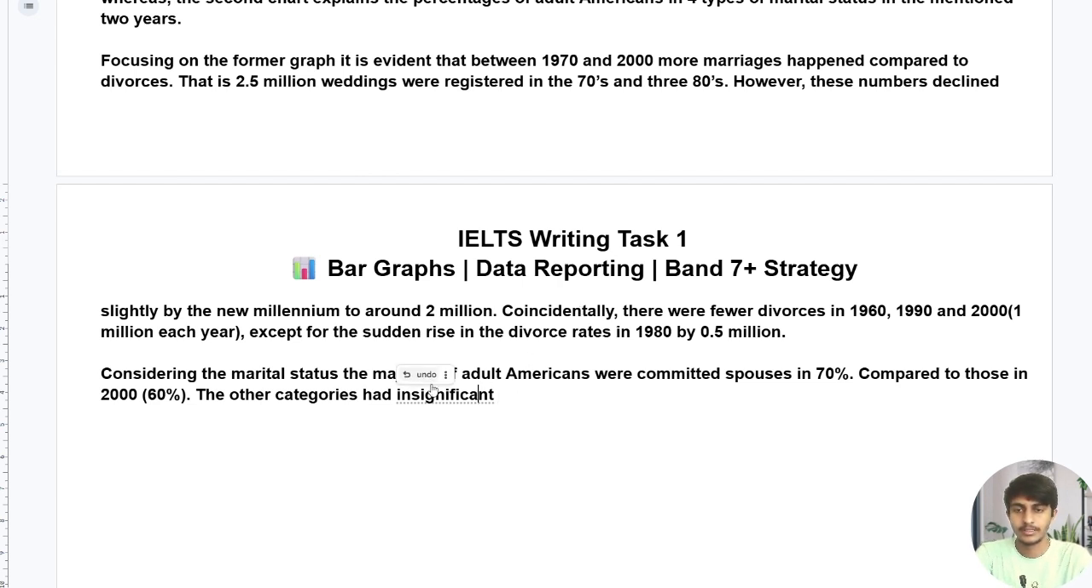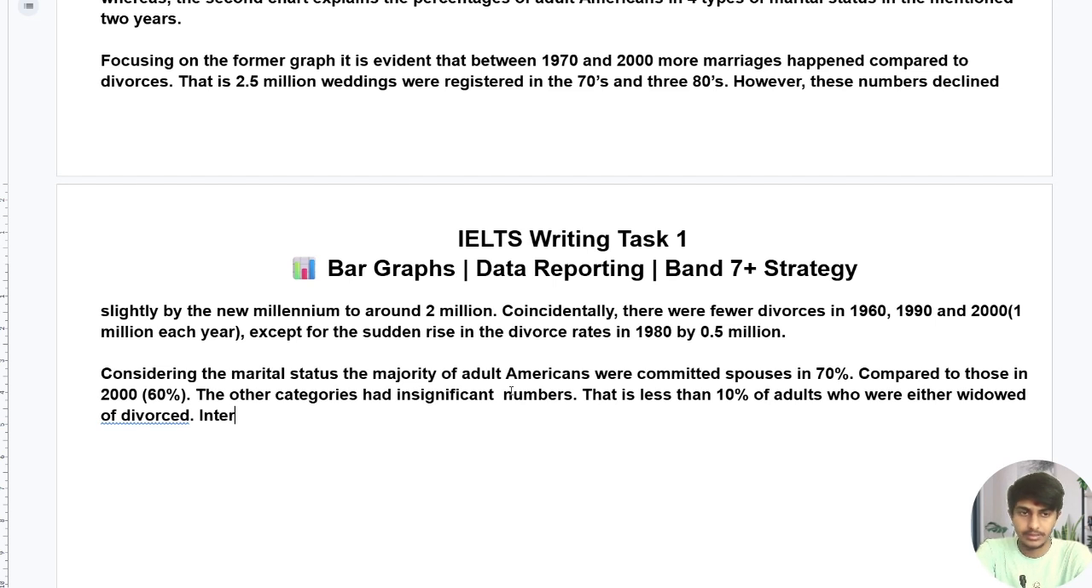The other categories had insignificant numbers, that is less than 10% of adults who were either widowed or divorced.